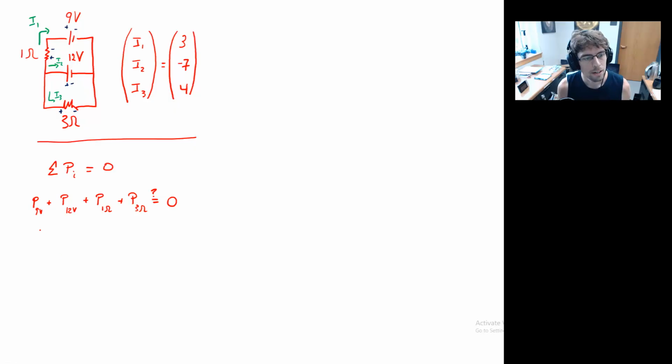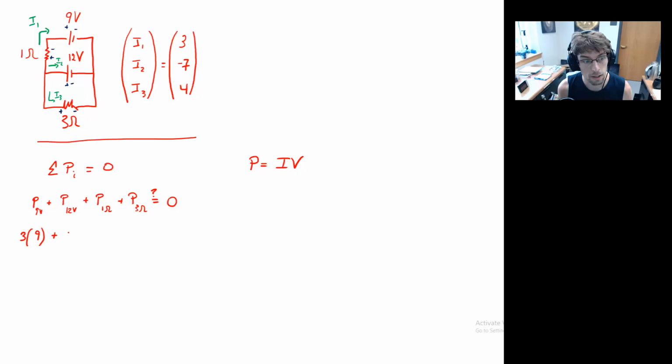Now let's go through. For the 9-volt battery, we chose the current to run into the positive terminal. And by the passive sign convention, that means the power should be positive. Good. So we have 3 amps, I1, running into the 9-volt battery. And again, recall, I'm using the idea that the power is given by the current times the potential drop across the element.